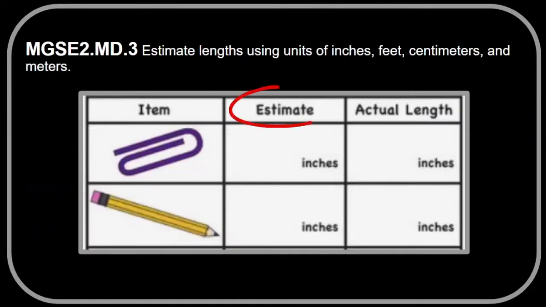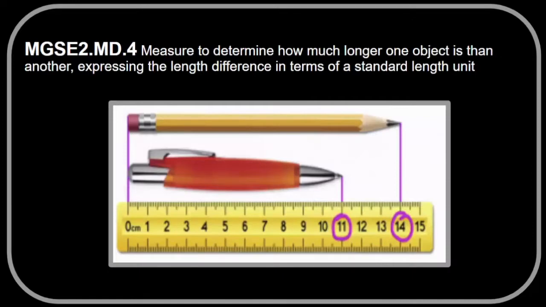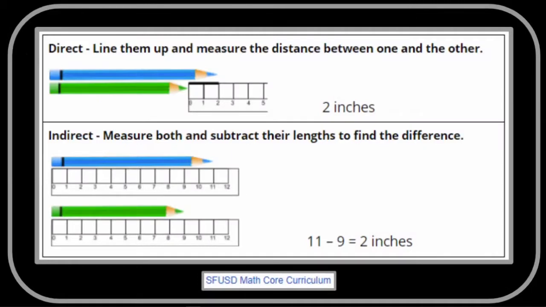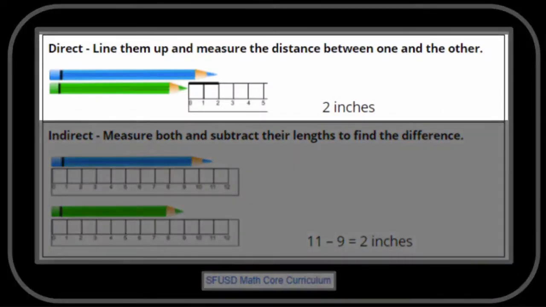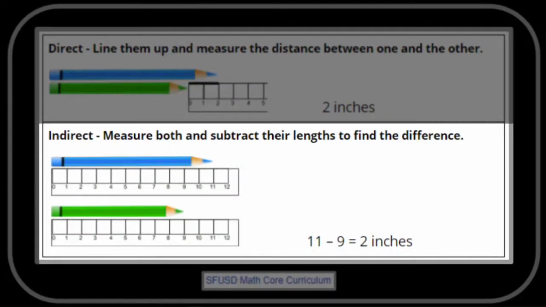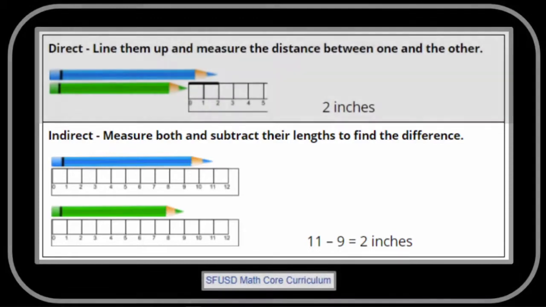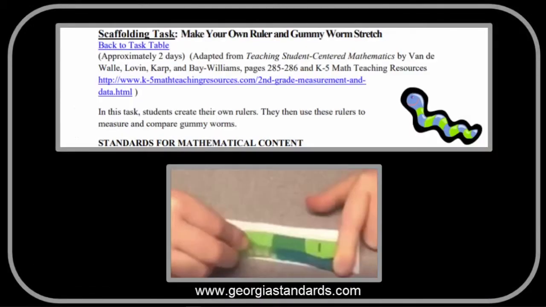After students conceptualize the size of each unit, they then estimate length, which then leads to students being able to determine how much longer one object is than another. When finding the difference between two objects, students can either use a direct method, where they line up each object and simply measure how much longer one is than the other, or they can use an indirect method and find the difference by subtracting. In the upcoming task that can be found in the Georgia frameworks, students make their own simplified ruler and measure a gummy worm before and after it is stretched.